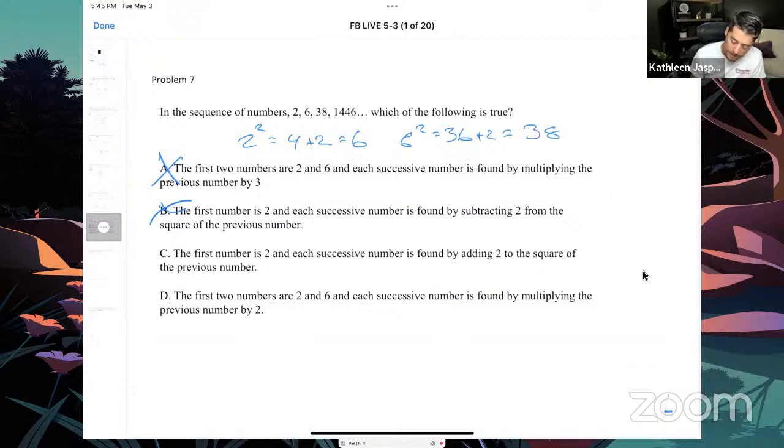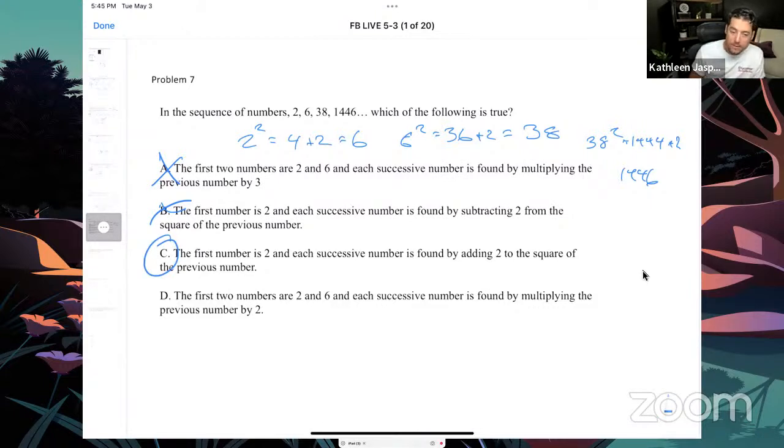Okay, that works. And then the next one would be 38 squared, which you've got to do on the calculator, and you can probably guess that we might be onto something here. 38 squared is 1444, plus 2, 1446. So it's looking like C is the correct answer because everything works out.